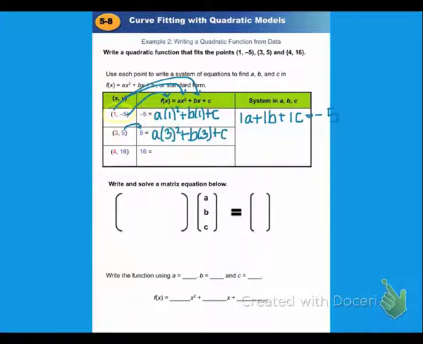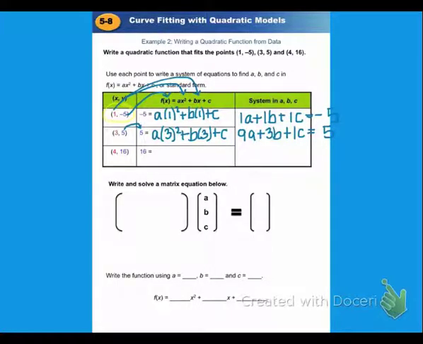And so when I simplify that, 3 squared is 9, so that's 9 times a, or 9a, plus 3 times b, which is 3b, plus 1c, is equal to 5. Okay, so we're on our way. We've got 2 equations in 3 variables.